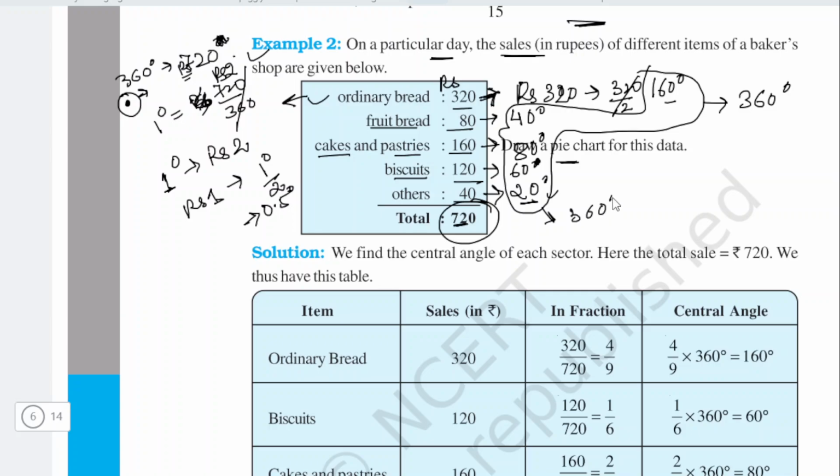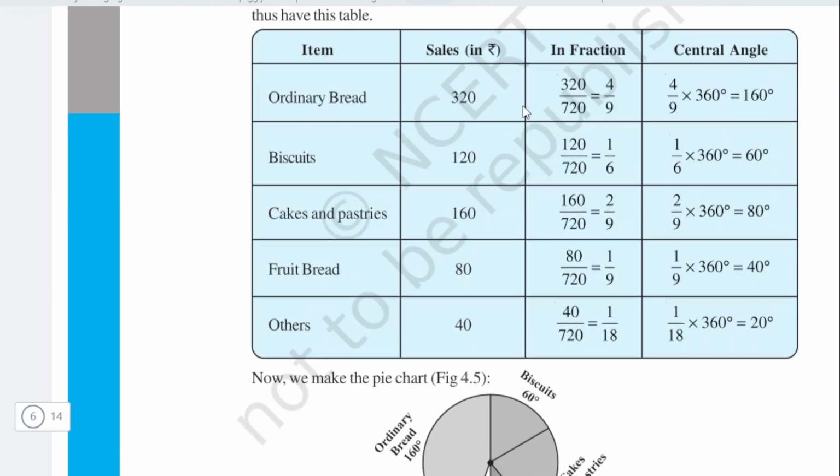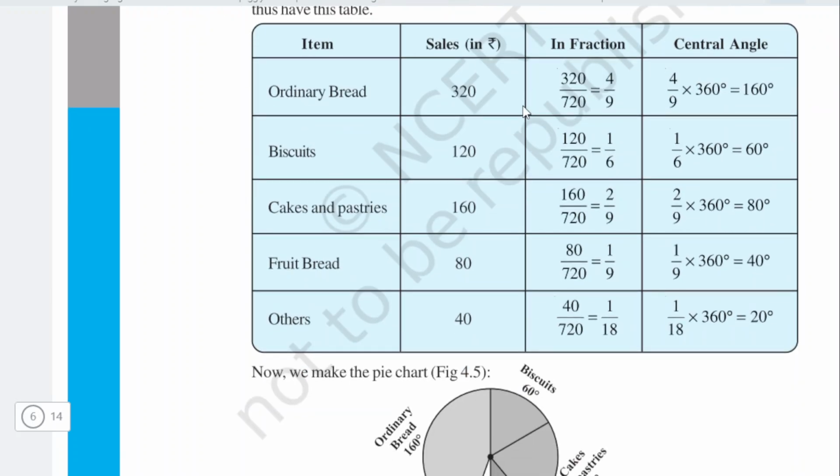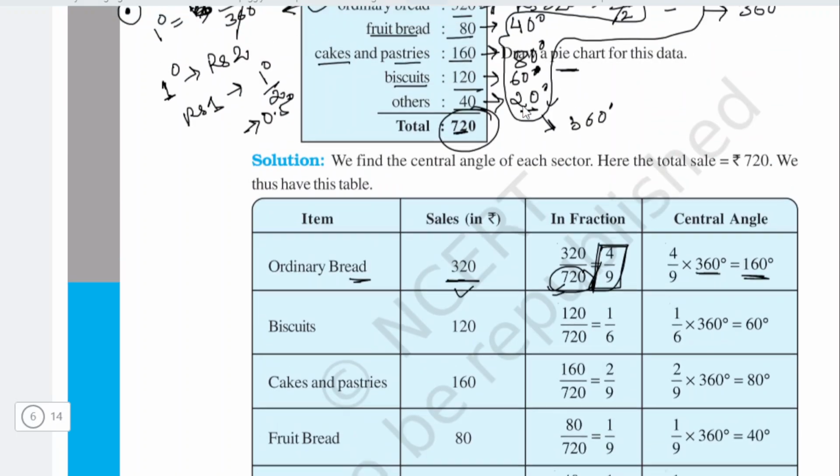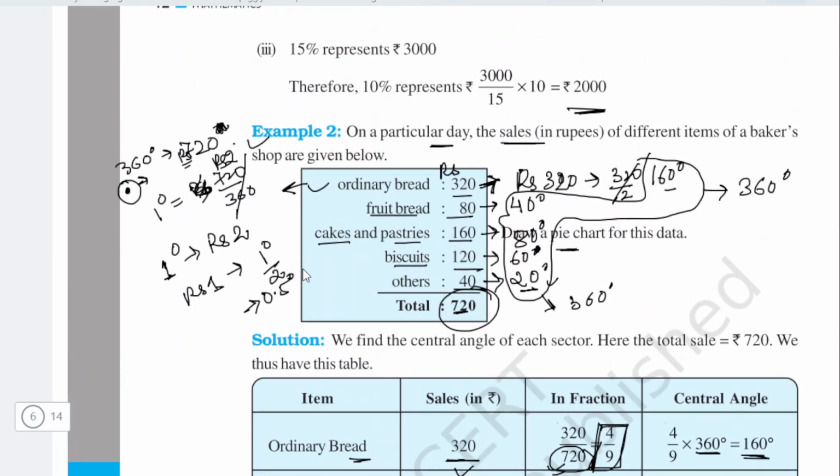That is what I am saying. So in how the example has been solved, at a more basic level you will say ordinary bread sale is rupees 320. In terms of fraction, the total sale is 720, so it will be the denominator. So 320 by 720 is 4 by 9 in terms of fraction. So 4 by 9 of 360, the central angle, is 160 degree. I have simplified simply on the basis that 720 will represent 360 degree.